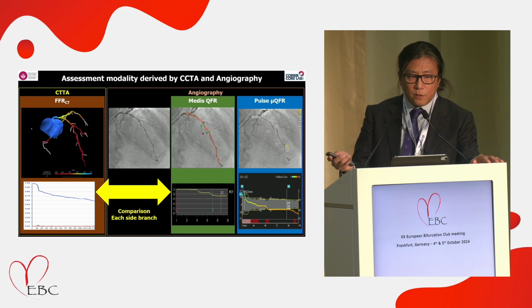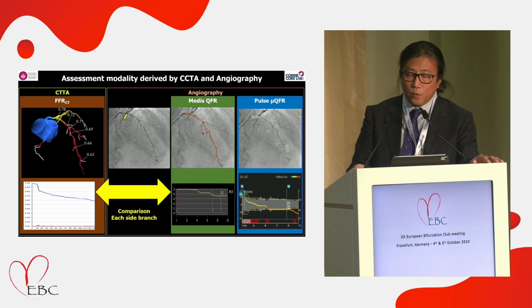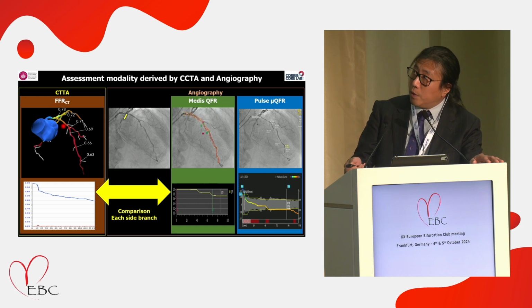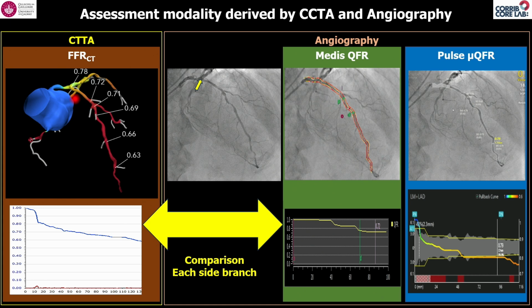We also looked into each bifurcation. In FFR-CT, the major side branches were reconstructed. So at each side branch point, just distal to the polygon of confluence in the main branch, we measure the QFR or the FFR-CT. For example, for Medis, you could really locate exactly the same side branch on the angiography. And for each side branch point, we looked into the QFR value along this main vessel. The same has been done for the Pulse myoQFR.